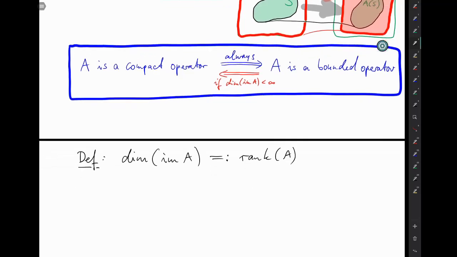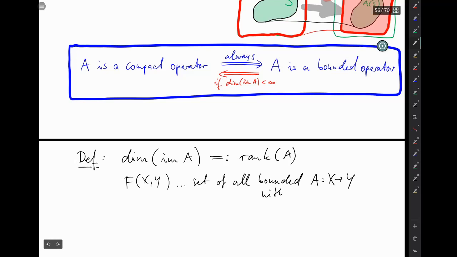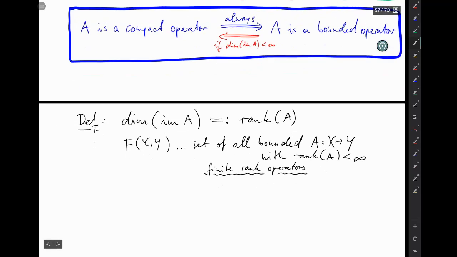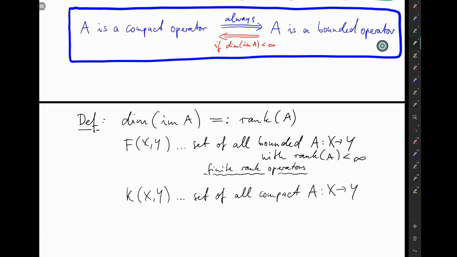And now that we are at it, let's write F of X, Y for the set of all bounded operators from X to Y with a finite rank. So F is an abbreviation for finite rank, and we call these operators finite rank operators. And to also have a notation for the set of all compact operators, let us write K of X, Y for the set of all compact operators from X to Y. In this case, we do not have to say bounded, because we know that compact implies bounded, and that is always the case. So just for completeness, let's write the name down again, compact operators.